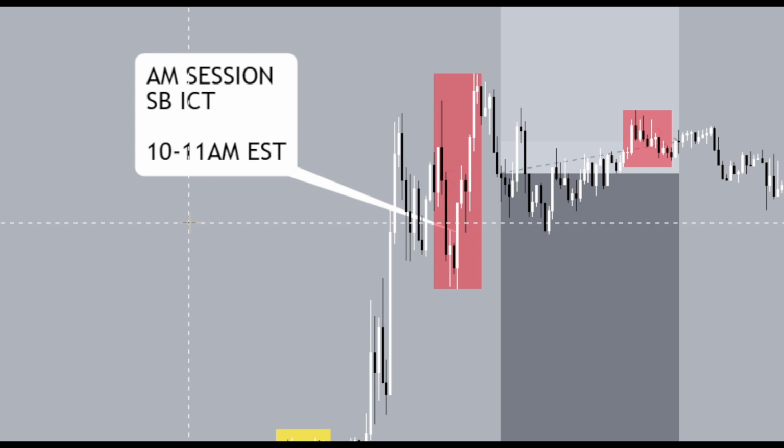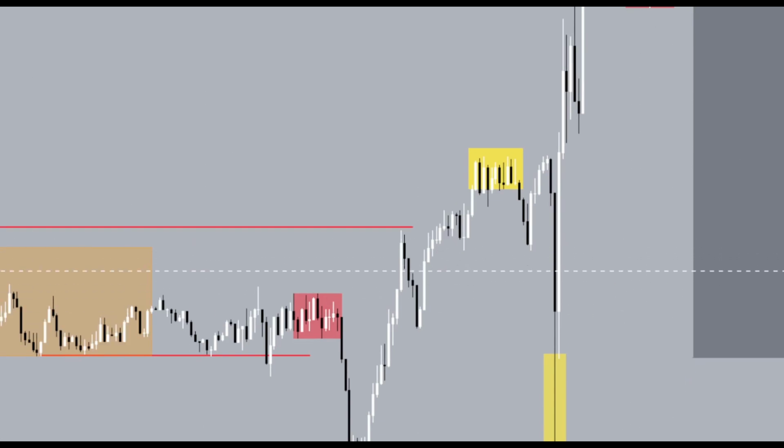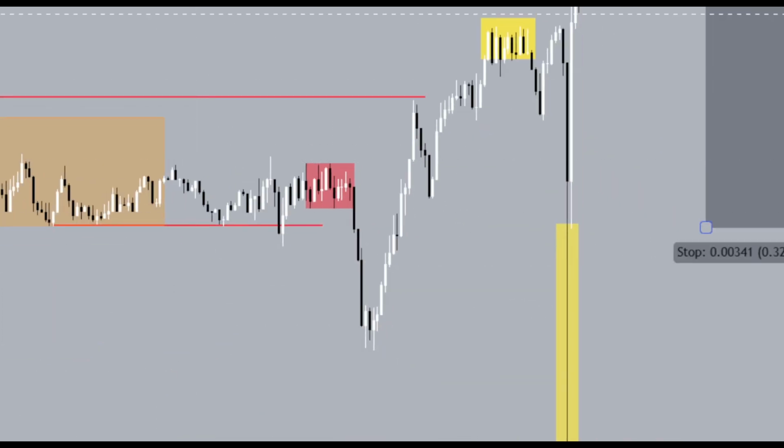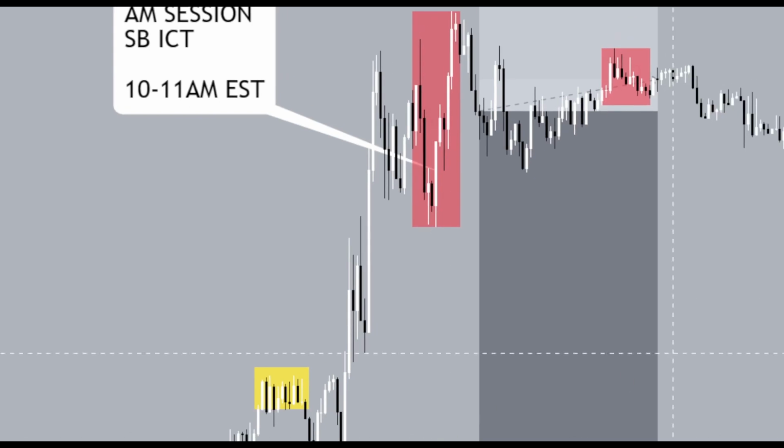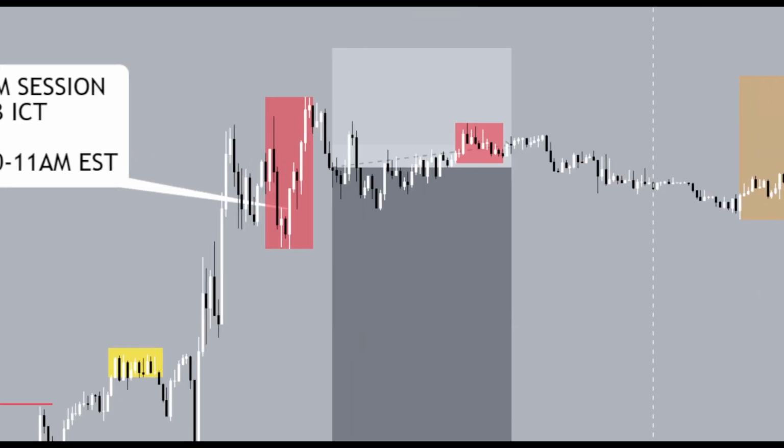So from here, now that you've essentially found your model, you've had an accumulation over here, you've had a manipulation or a two-phase manipulation. Now we are involved in catching the distribution. How do we do that? So the question now becomes, where do we target as a trader?